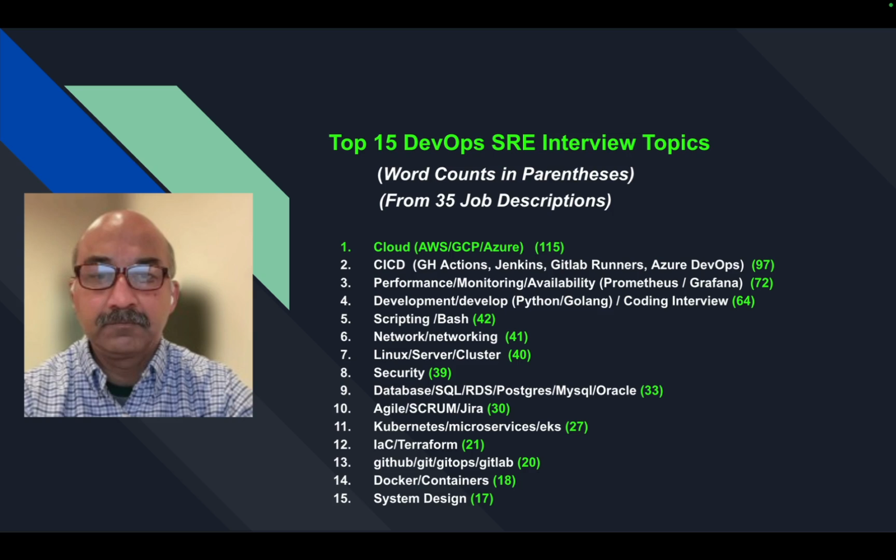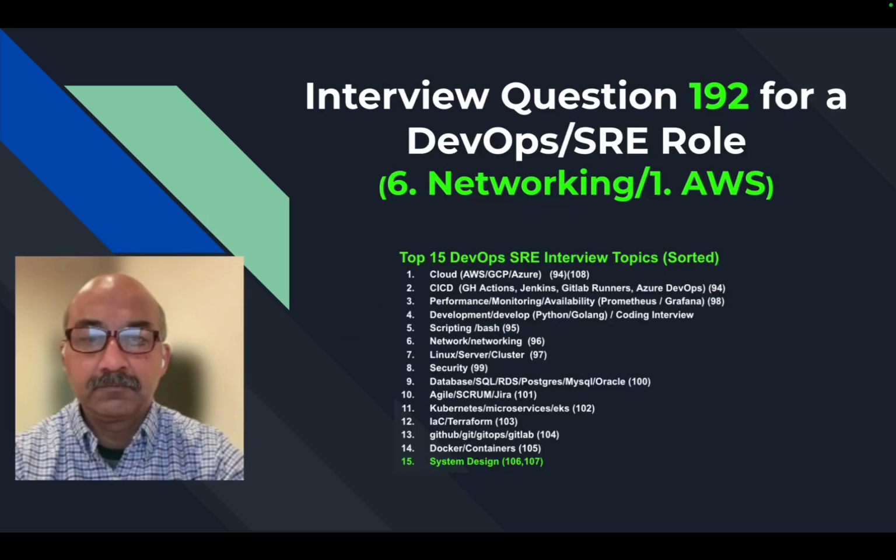Okay, so as you might know from my other videos, I did some research based on job descriptions on LinkedIn, 35 jobs, and these are the 15 topics I came up with. So the ones at the top, like cloud and CI/CD and monitoring and actual coding and scripting, are more important than the ones at the bottom, like design and containers. However, they're also not unimportant. So as you spend more time on the top 5 or 6, please also spend some time on the bottom 9 or so.